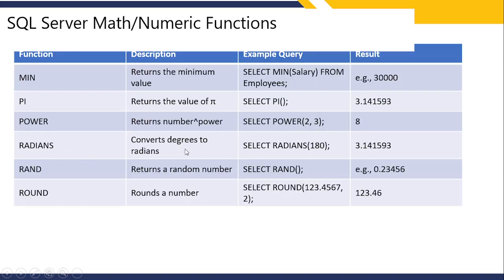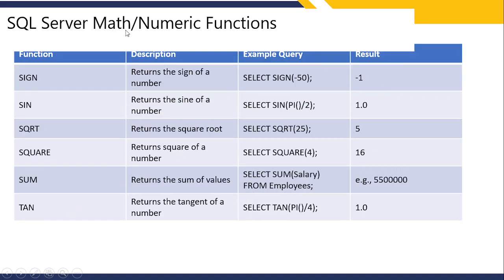Radians will convert degrees to radians. So when I say radians of 180, it will give me back the pi value, which is 3.14. Rand will give me a random number. So any random number it will give. Round will round off a number. So when I say 1, 2, 3.456, it will look at 6. It is more than 5. So this will be rounded up to 0.46. Now we also saw how I can specify negative precision with round.